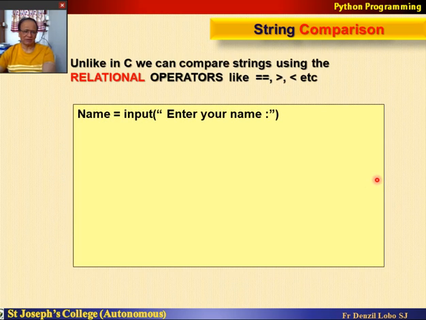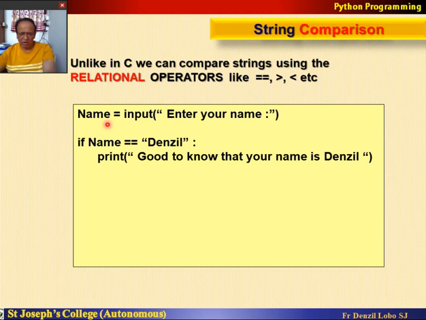String comparison. As you remember, if you have done C, we cannot compare strings using the regular relational operators. It is not so in Python. You can use the regular operators: equal to, greater than, less than, greater than or equal, less than or equal, etc., to compare strings. Let us say I have got a name here, for example, an input name.